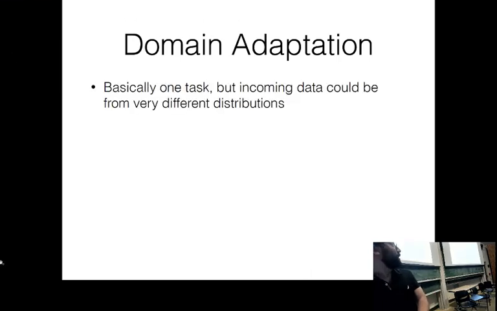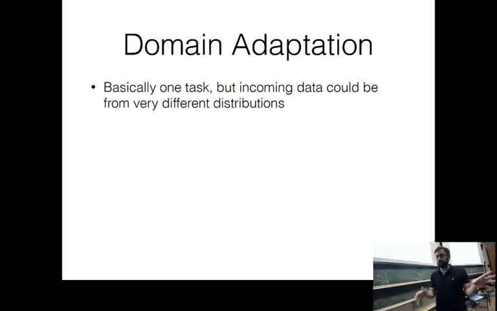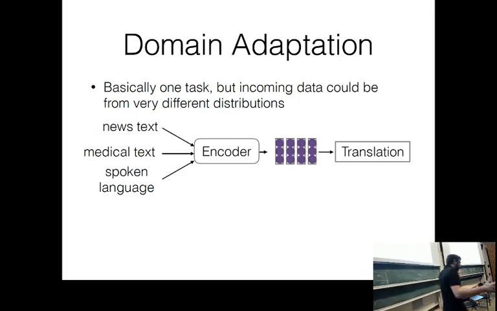So domain adaptation is, again, as I said before, in this view just a very specific instance of multitask learning, where you have the same task, but the incoming data can come from very different distributions. So, again, for the machine translation task, you might have news text or medical text or just spoken language, and even though they all might be English or Telugu or whatever, these different domains will have very different distributions in terms of the actual language that is used.